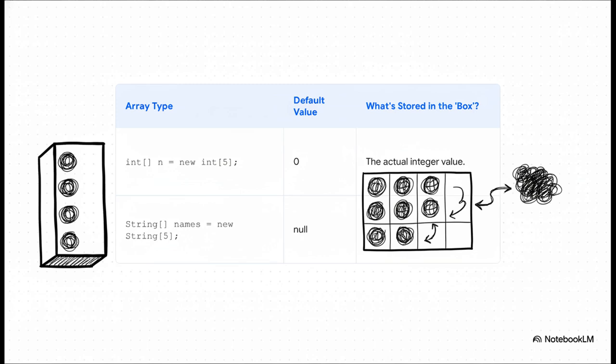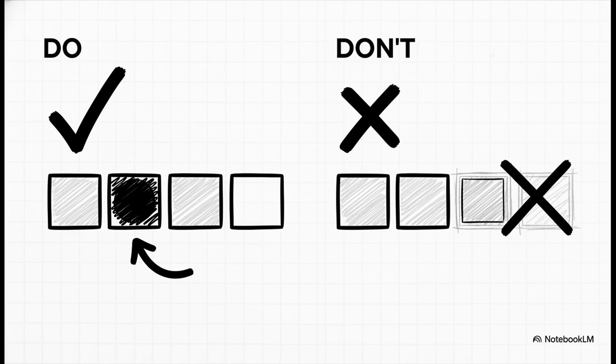So for integers, the value is in the box. For strings, a pointer to the value is in the box. Big difference. This brings us to a word you'll hear a lot, mutable. It just means changeable. Arrays are mutable because you can change what's inside the boxes. You can take the number 7 out of a box and put a 10 in. That's fine. But, and this is the key thing, you can change the contents, but you can't change the size. Going back to our shelf, you can swap the items in the boxes, but you can't add more boxes to the shelf. The shelf itself is fixed.